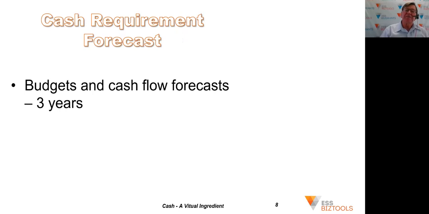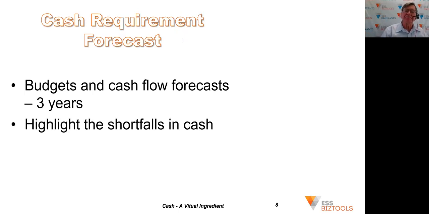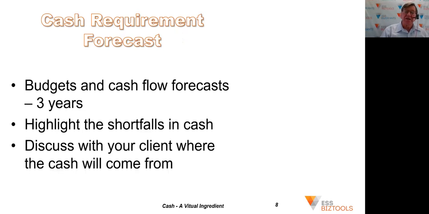So where's the money going to, how do you forecast the amount of money that's going to be required? I think your client needs to be commissioning you to prepare budgets and cash flow forecasts for 3 years. So you can really look at how the money flow requirement is going to pan out over that period of time. And this will highlight the shortfalls in cash. And you then need to sit down and have a very frank discussion with your client, a realistic discussion as to where that money is going to come from.